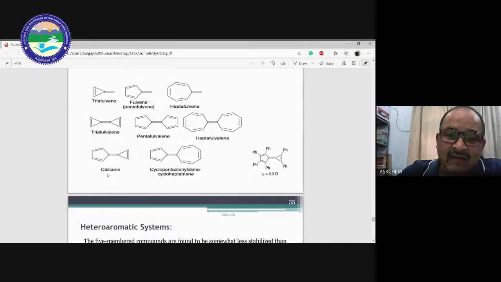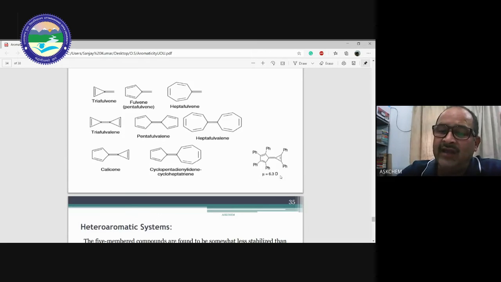So calicene, in the case of calicene, it is a very good example of dipolar stability. And see the stability of the calicene derivative, where we have all the phenyl groups, and this has 6.3 debye. It makes a cyclopentadienide anion, and this anion is further delocalized in the phenyl ring, that is the benzene ring, consequently giving rise to a lot of resonating structures. And another unit is the cyclopropenyl cation. This is further stabilized by the presence of a benzene ring, and this is a very much stabilized compound.